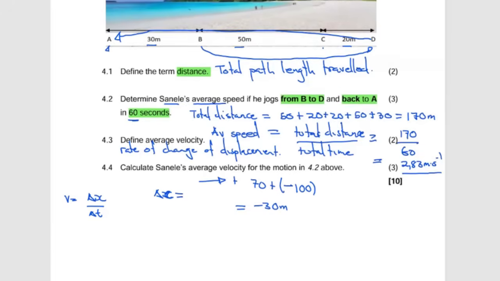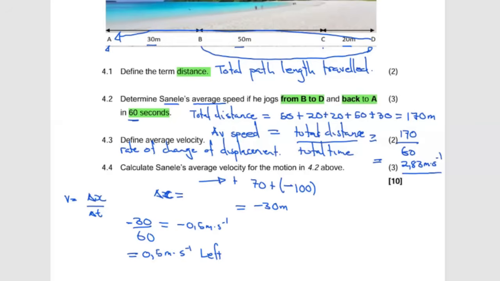Then after that, I'm going to say 30 divided by 60. 30 divided by 60, I'm going to get a value of 0.5. So my velocity there is 0.5 meters per second. In terms of direction, it's left, because I got a negative value. I was supposed to say negative 30, therefore I'm going to get a value of negative 0.5 meters per second.